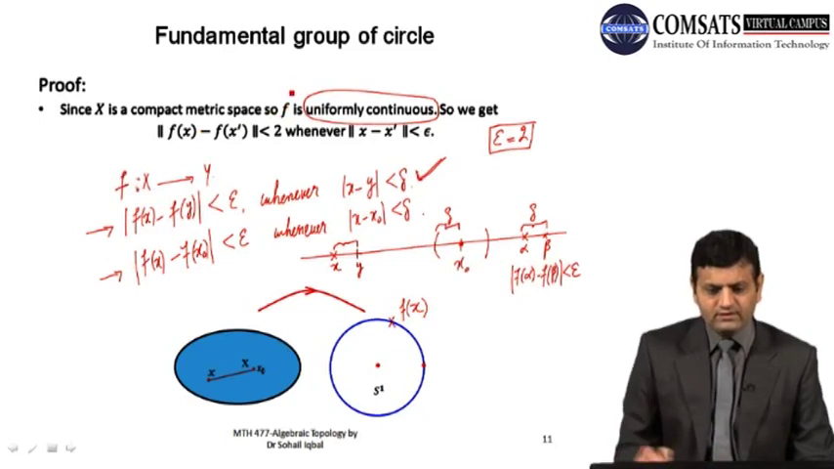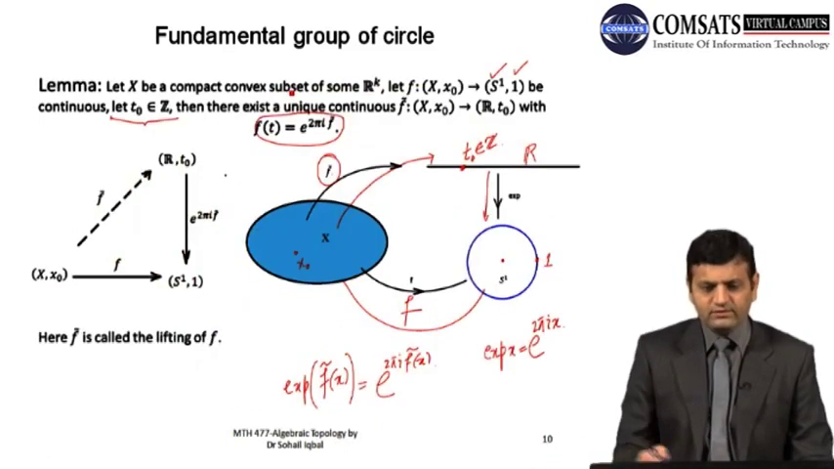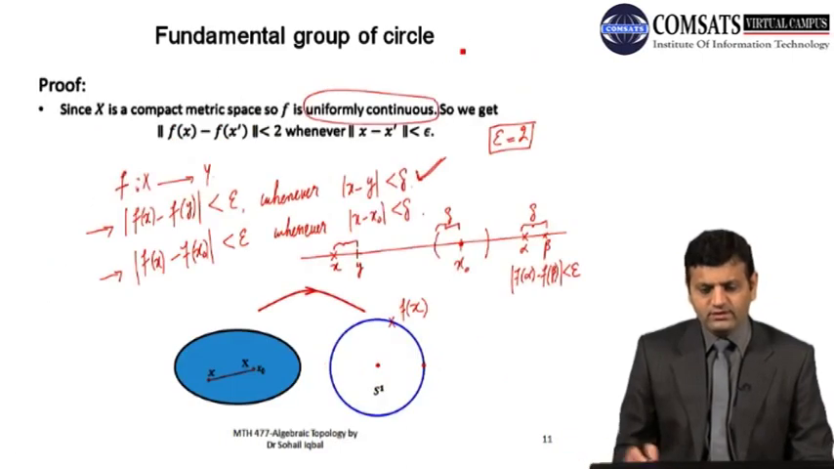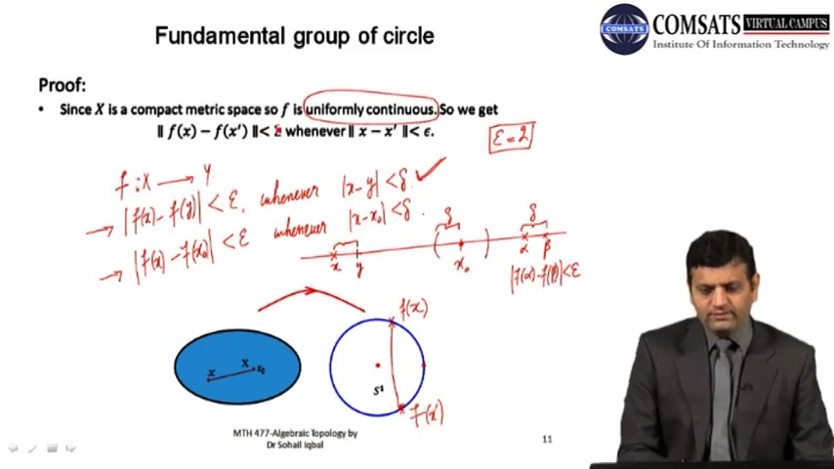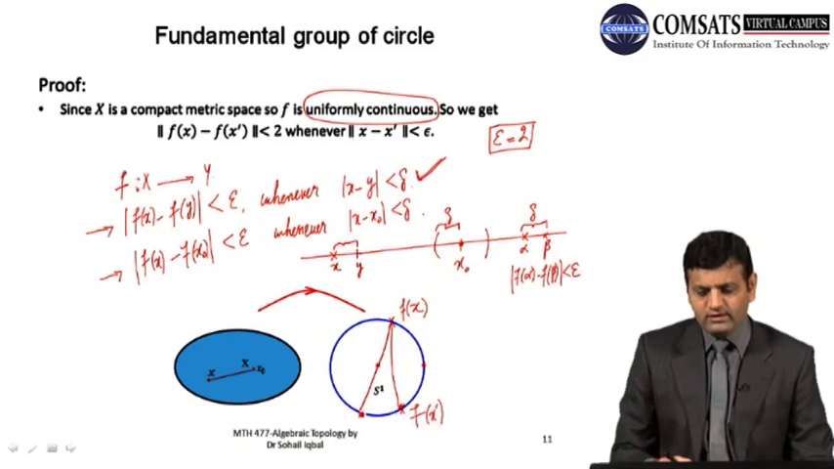So let's go to the statement. This f is a map from X to S¹. Similarly, f(x′) is going to be another point on the circle, and we are imposing the condition that the difference between them is less than 2, because if we allow the distance to be equal to 2, then we will also be including the antipodal points, because the distance between −f(x) and f(x) is exactly 2.